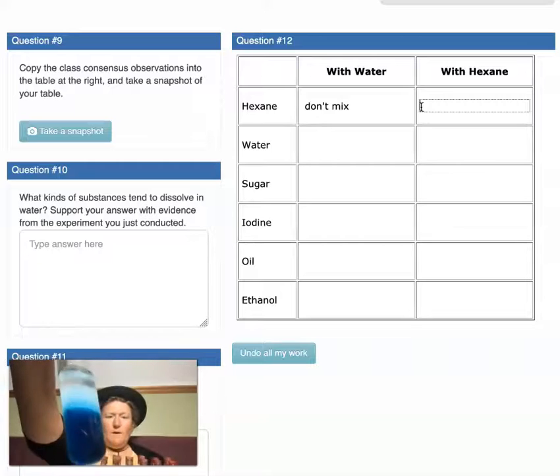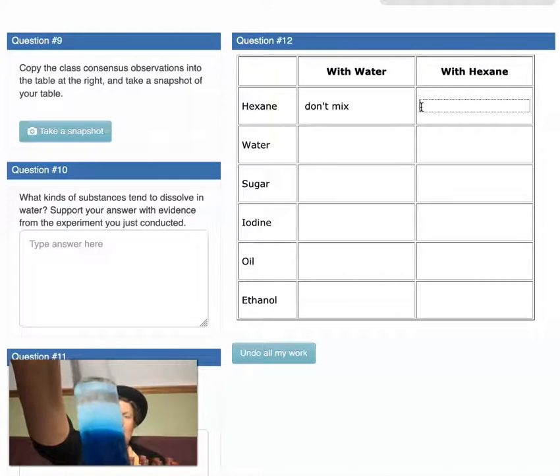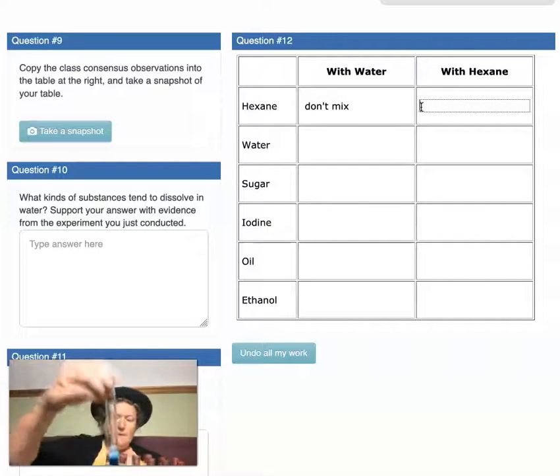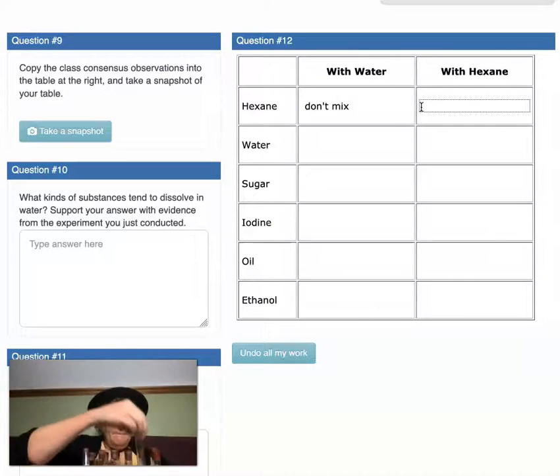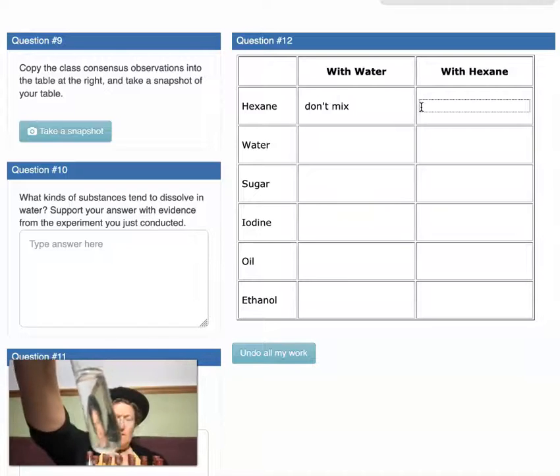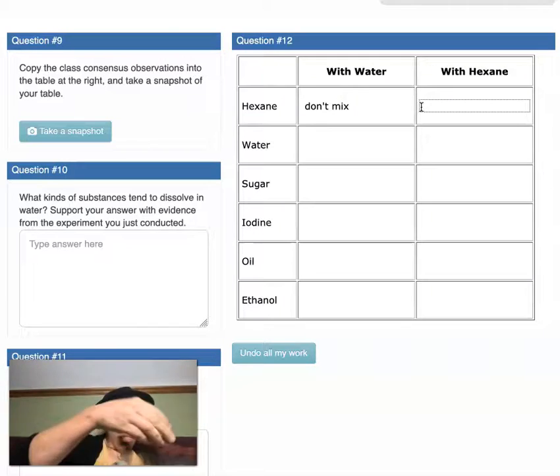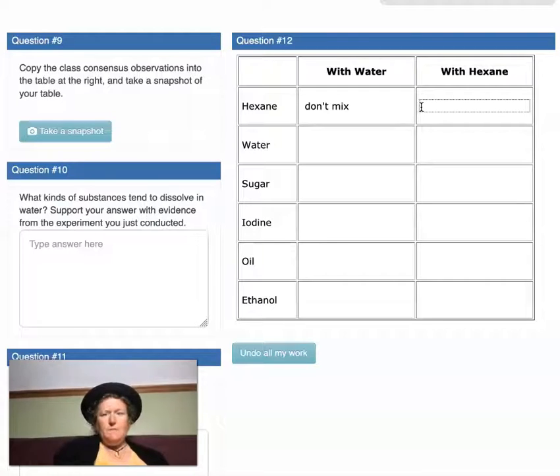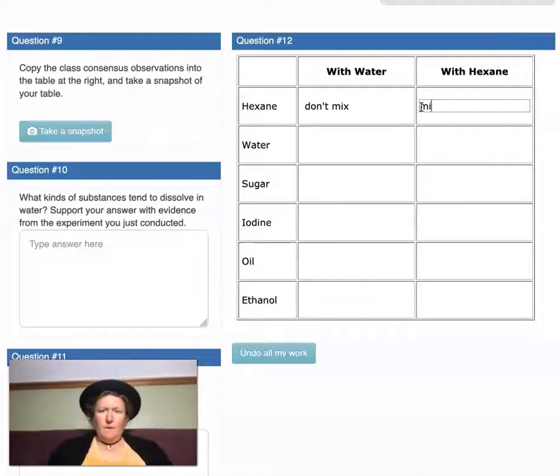Hexane with water makes two distinct layers and doesn't mix. So hexane and water doesn't mix. Hexane with hexane mixes just fine. It's all clear, it's all hexane. No separate layers. So hexane mixes.